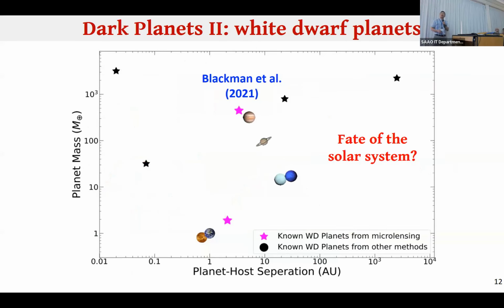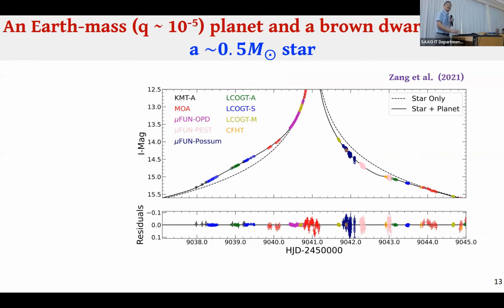Now, I want to come to the next dark planet candidate category. So this shows the planet mass as a function of planet-host separation for white dwarf systems. You can see there are only 4 candidates known from other methods, and there are 2 from microlensing, starting from the first one discovered by Blackman et al. So this candidate was discovered by our team.